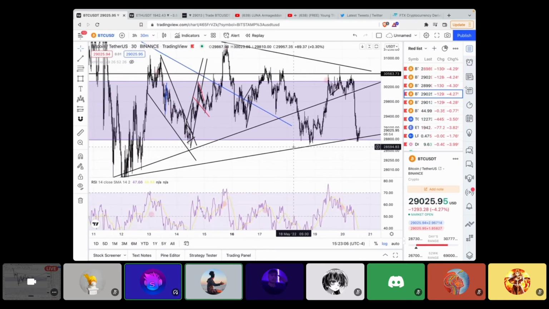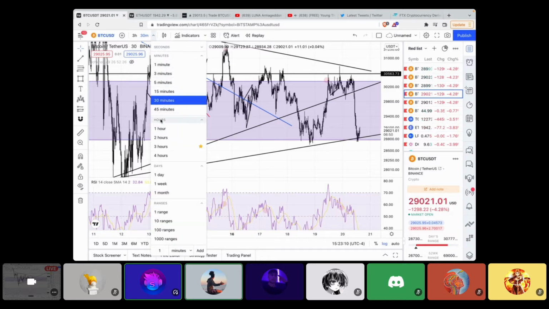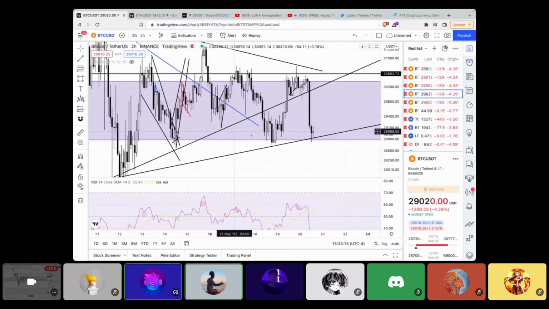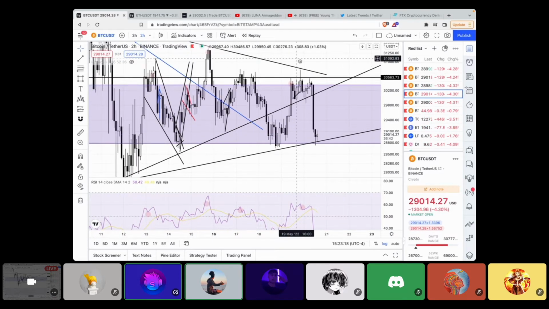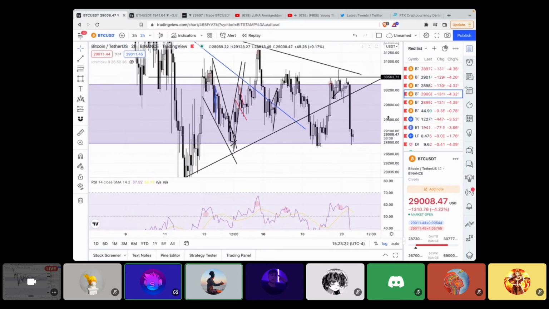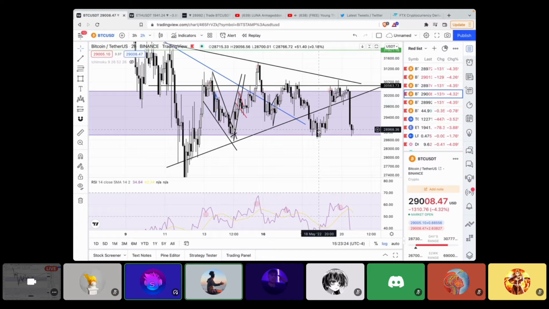Notice, I just added in this support, so this one's fresh, right? We pretty much knew once we broke out of this symmetrical triangle, if we want to delete this one first, when we broke out of this symmetrical, ideally the first time, we held the bottom as support.